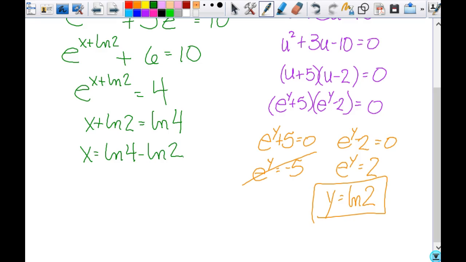So to do your condensing and expanding, when you subtract them, it's just a division, right? So it's really just the natural log of 4 divided by 2. So x equals the natural log of 2. I did all of that unnecessary work. But the process is important because you might have to step through a process like that. We all good with that?